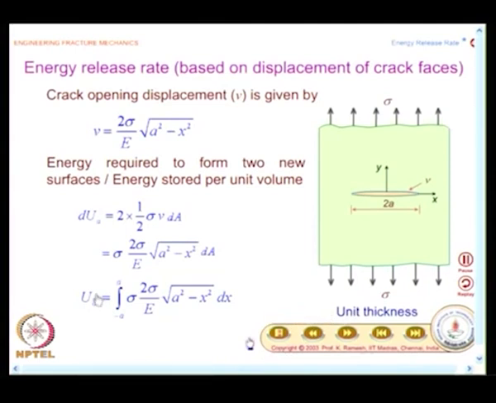So, I have this energy because of the crack, which is the integral from minus a to a of sigma into 2 sigma divided by E into root of a squared minus x squared, because we have already multiplied by 2, one for the top surface and one for the bottom surface. So, the crack surface is taken as minus a to plus a.